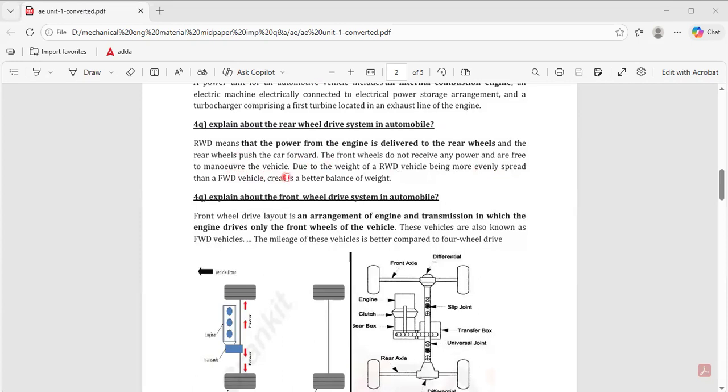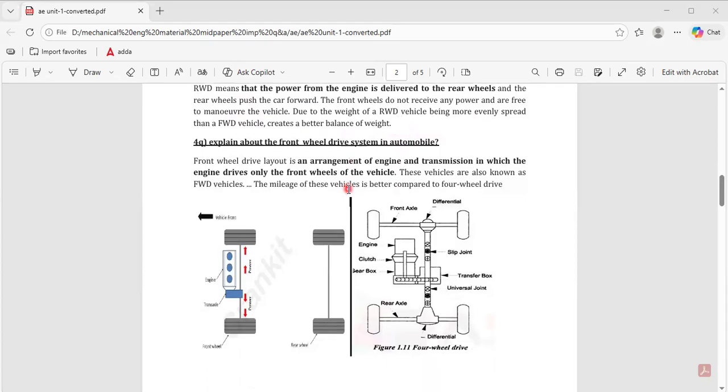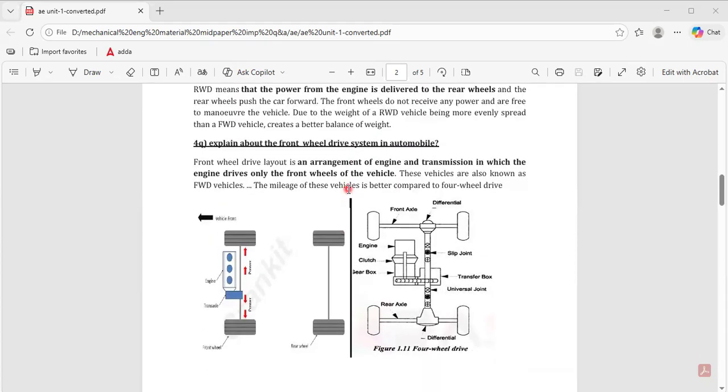So any vehicle, whatever weight or load is there, it will carry. Due to the weight of rear wheel drive vehicles being more evenly spread, this creates a better balance of the weights. So the backside wheels are responsible for creating this.